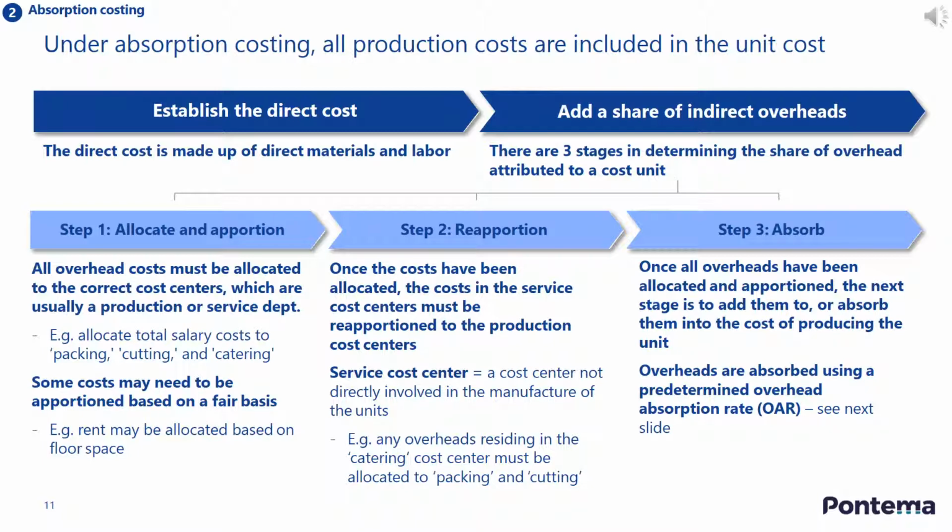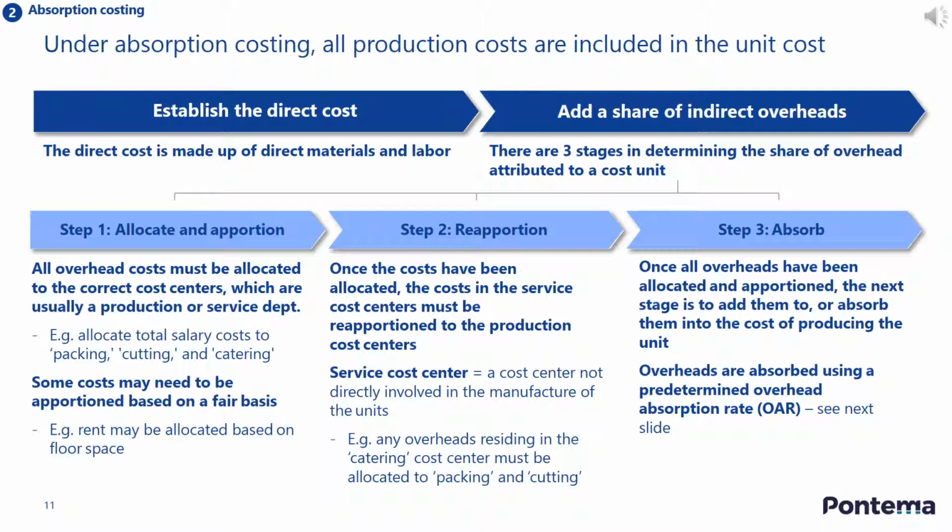There are 3 stages in determining the share of overhead attributed to a cost unit. Firstly, ensure all overhead costs are allocated to their correct cost centres, which will usually be a production or service department. Some costs may need to be apportioned based on a fair basis. For example, rent can be allocated based on the floor space occupied by a particular production or service department.